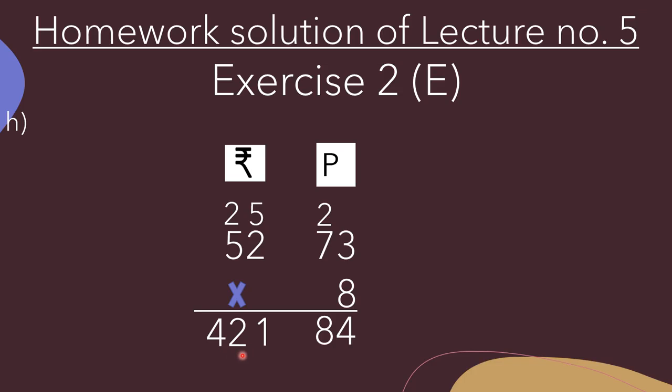So what is the answer? That is 421 rupees 84 paise. Now we have to write it collectively. The product is rupees 421.84. Understood, beta? Thank you.